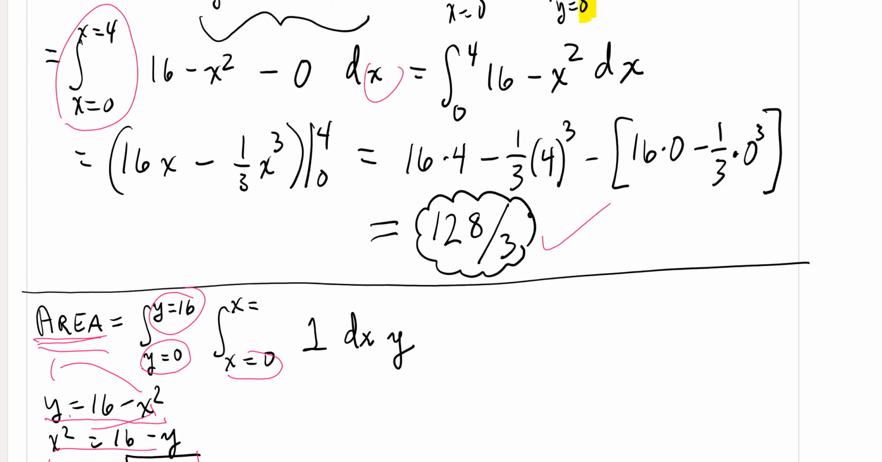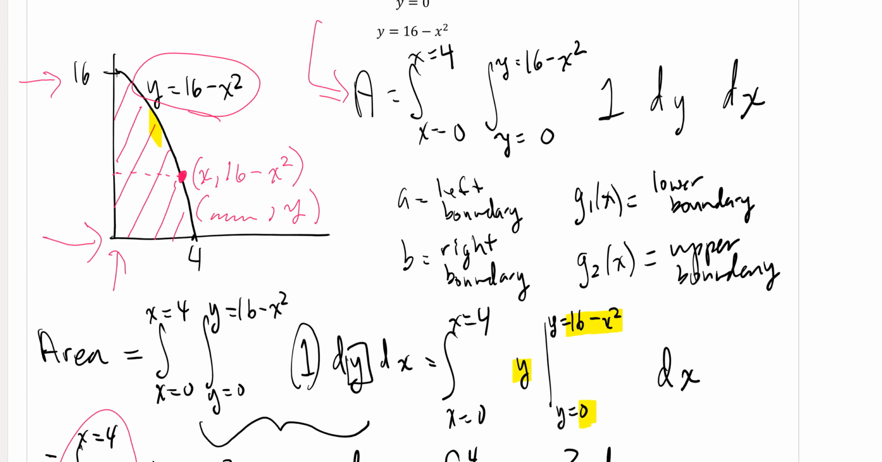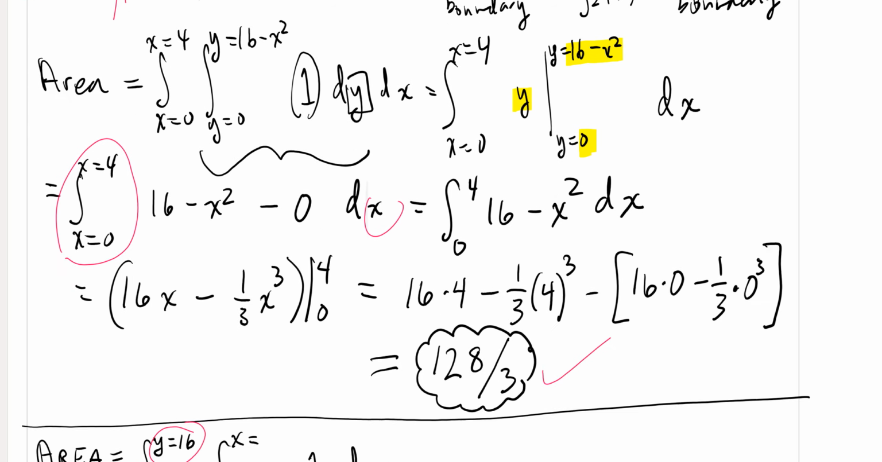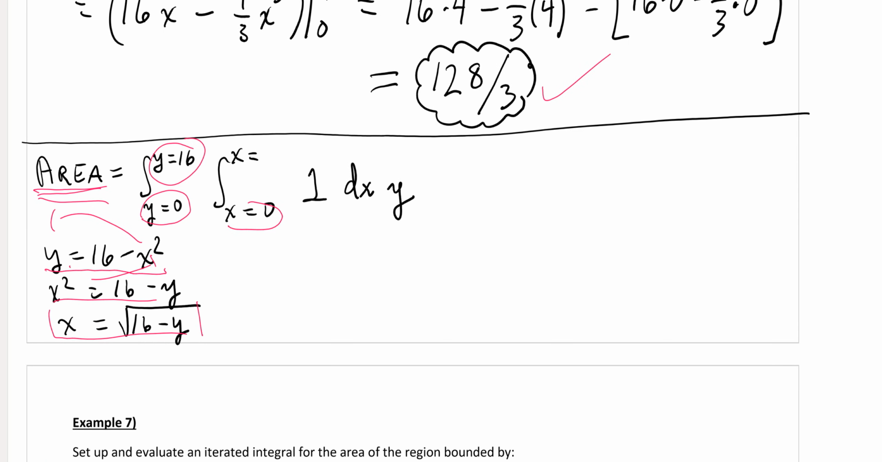So a point on this parabola can be expressed as the square root of 16 minus y comma y. And since we need the x value for the right hand boundary of our region, that's going to be the x coordinate of that point, the square root of 16 minus y. That's what goes right here.